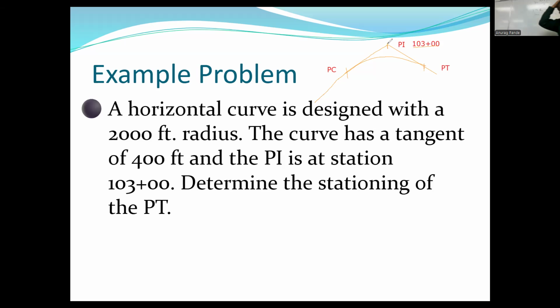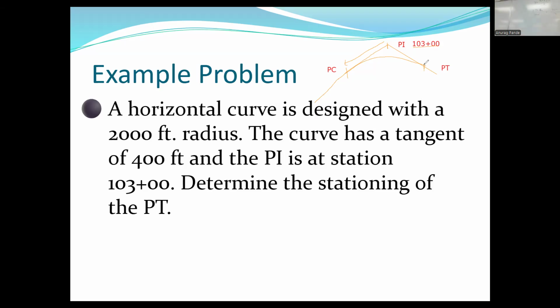So to actually get to PT, I need to figure out the station of PC first, and then add to that the curve length. So I need to come back along this alignment this way to get the stationing of PC first, and then add to that the length of the circular curve to get the stationing of PT.